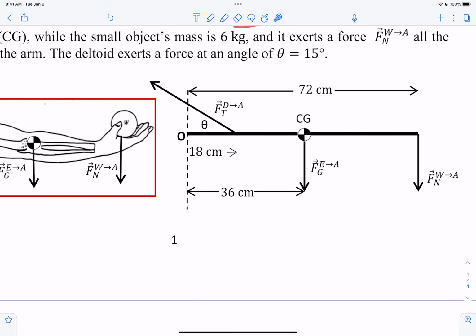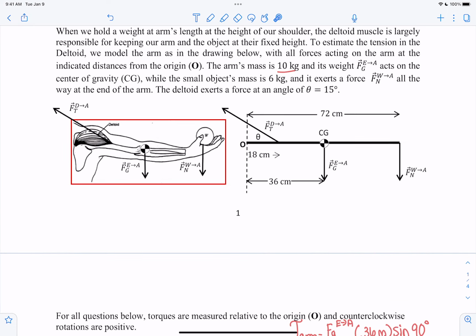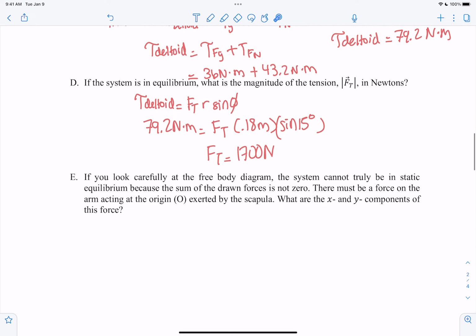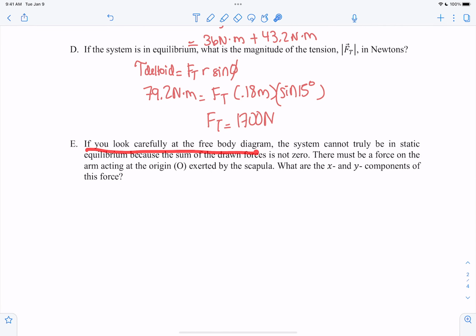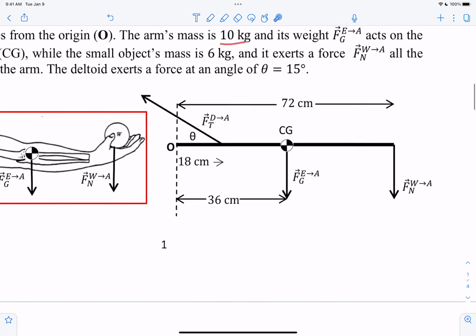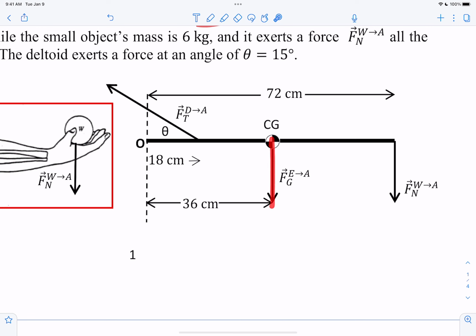But basically, for part E, they're asking us now to look carefully at the free body diagram. The system can't actually be in static equilibrium because the sum of the drawn forces is not zero. There must be force on the arm acting at the origin, exerted by the scapula, and they want us to figure out the X and Y components of the force. And you can see that because you have these Y forces directed at the bottom, you have a single force here directed at the top, and you also have a negative X force.